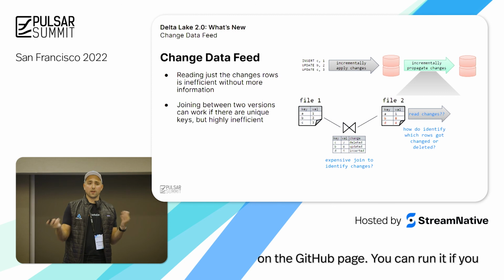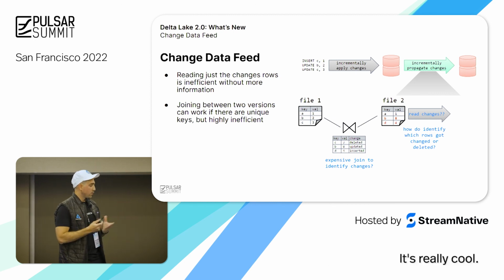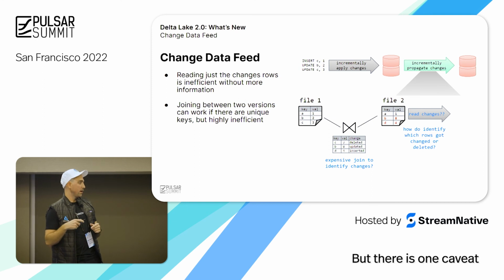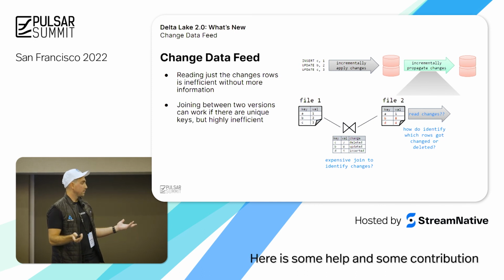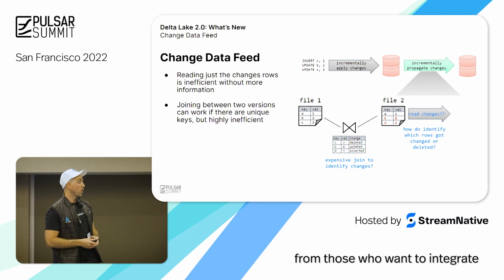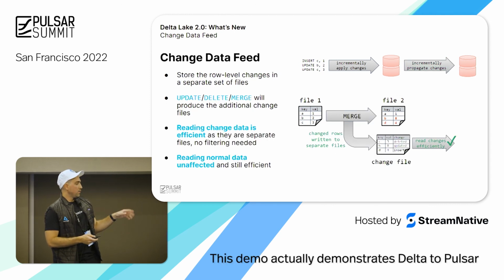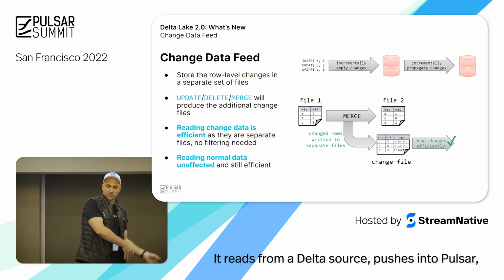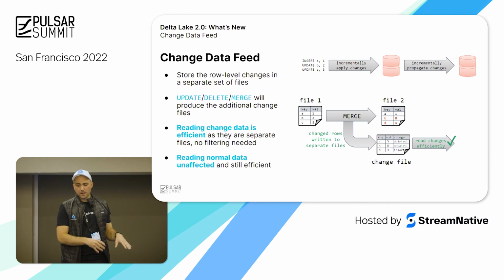There's a demo available on the GitHub page. If you just go to the GitHub, pull that, and run the demo, it's really cool. But there is one caveat, at least today, and that's what I hope to solicit from everybody here: some help and some contribution from those who want to integrate Delta Lake with Pulsar. Currently, this demo demonstrates Delta to Pulsar to Delta, so a round trip. It reads from a Delta source, pushes into Pulsar, and then Pulsar syncs it back into a Delta sink.